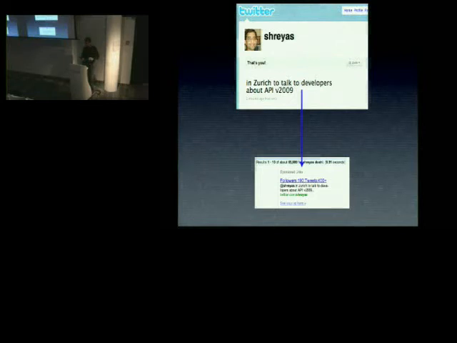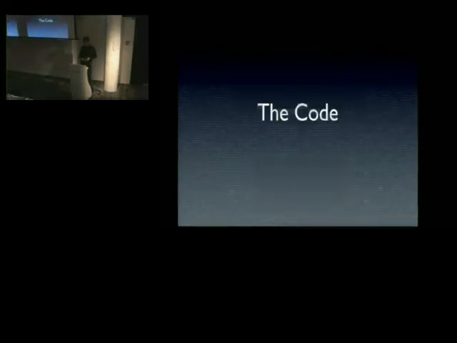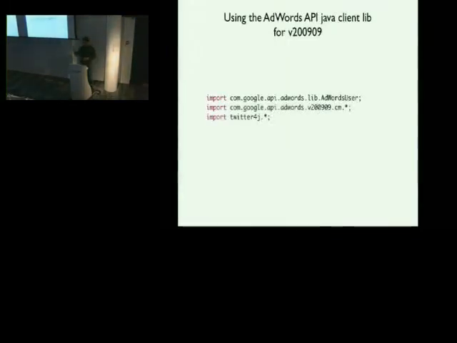And it shows how many tweets I have and whatnot. So how did I make this happen? How did a PM start writing V2009 code? So let's take a look. And I won't go through all the code, but I'll go through some of the key parts of the code.